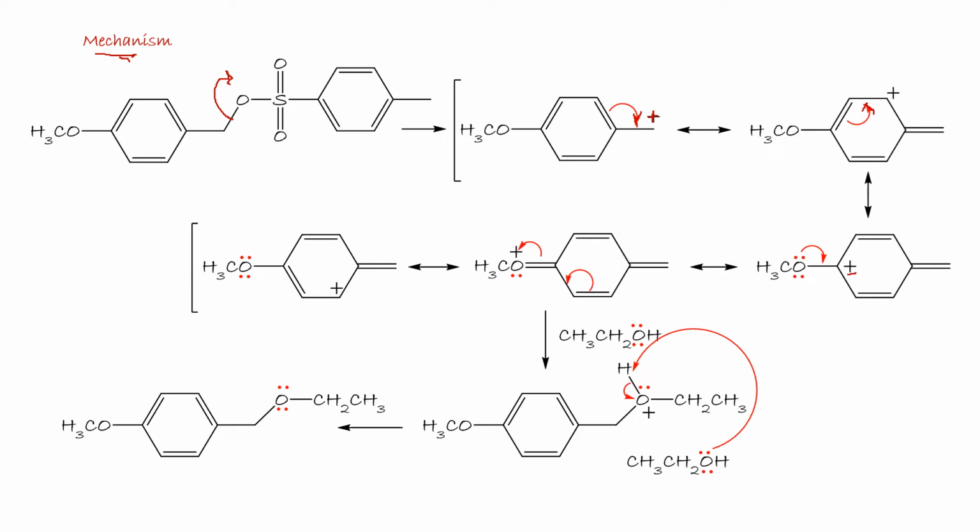Okay, and this resonance structure, as we might know, will stabilize this carbocation intermediate very well. Then the solvent, ethanol, will act as a nucleophile with its lone pair to form the oxonium intermediate. Deprotonation will lead to the final ether product.